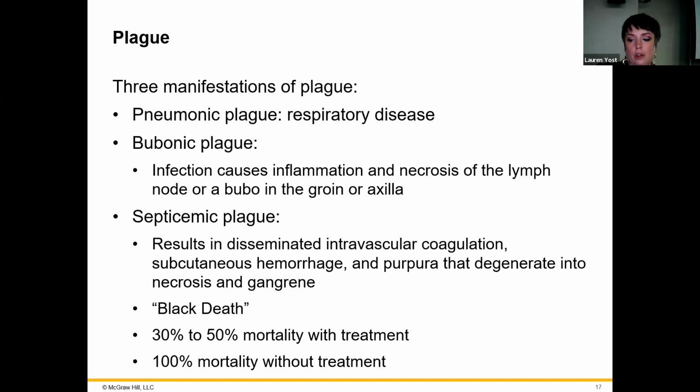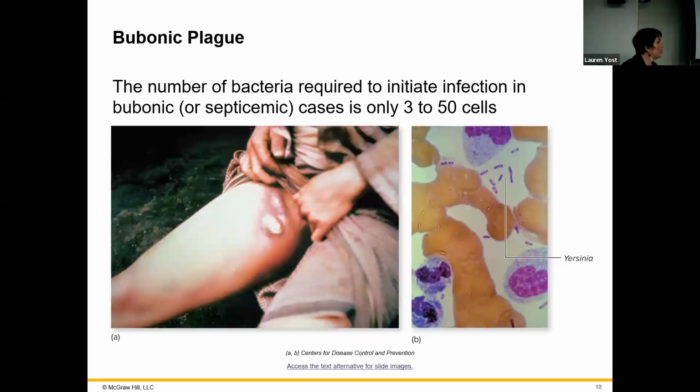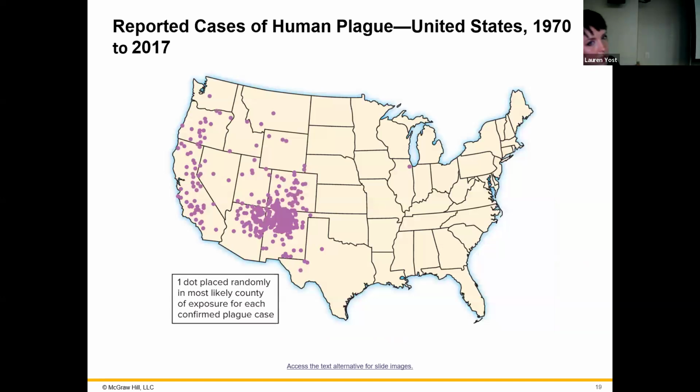So the bubonic plague, here are some pictures of some buboes in the groin area of someone. So those are buboes. And this is caused by bacteria. It only takes about 3 to 50 cells to cause bubonic or septicemic plague. So it doesn't take a whole lot of exposure, though you do have to have introduction of some of these guys. And it's caused by a bacteria called Yersinia pestis. It's gram-negative bacteria transmitted by the fleas.